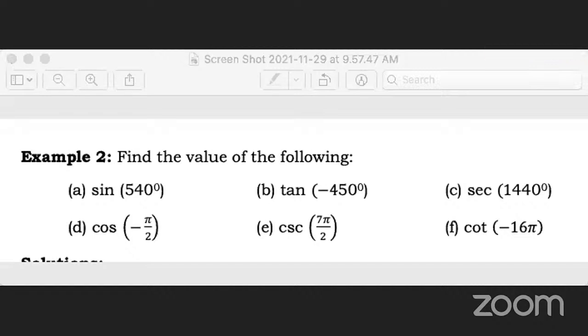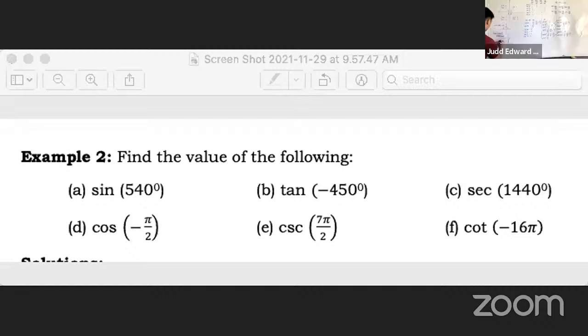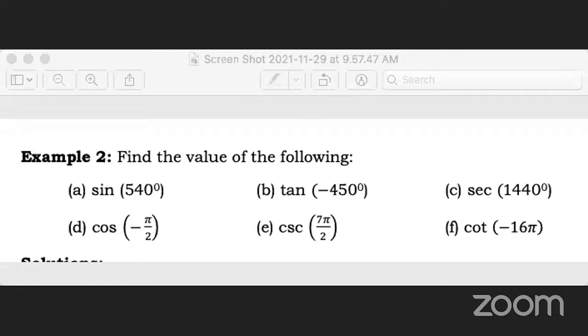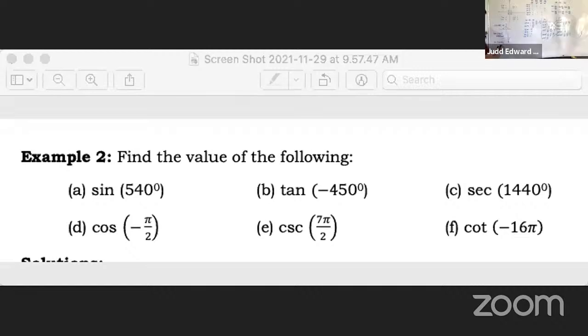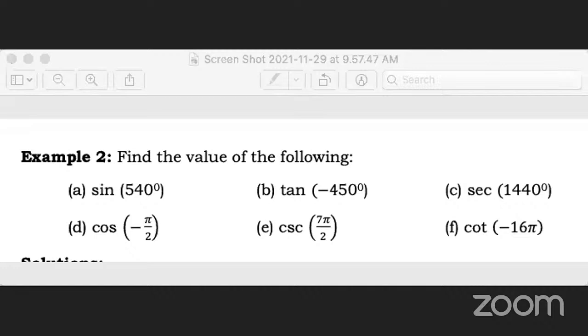Okay, next we have secant of 1,440. Okay, 1,440 is a multiple of 360. Tama ba? Paki-divide nga. 1,440 divided by 360, ilan po ang lalabas? 4 po. Ibig sabihin, kung multiple siya ng 360, ang hinahanap natin ay nandito. Andito siya nag-start kasi huminto siya doon. Nakaapat na ikot siya. Yes or no? Yes po.